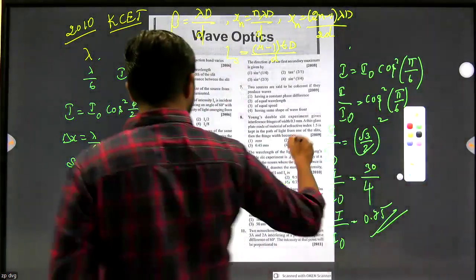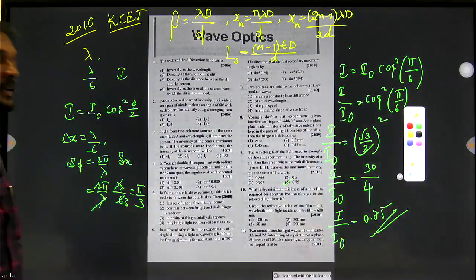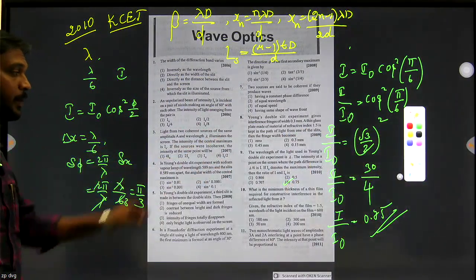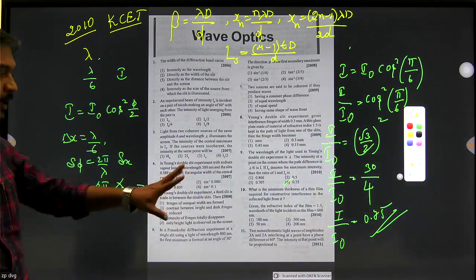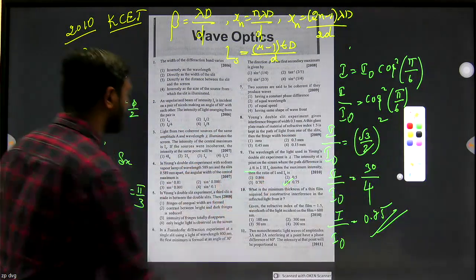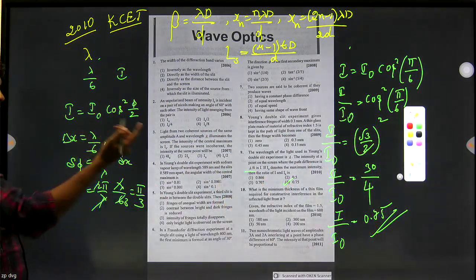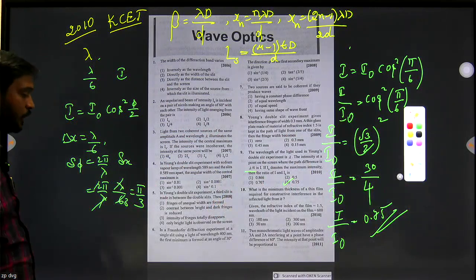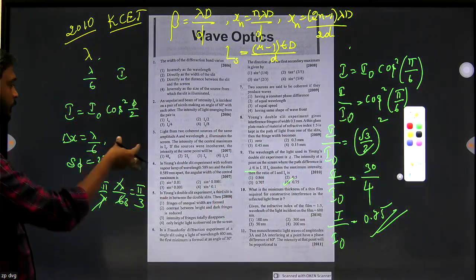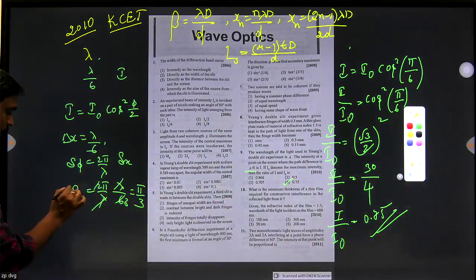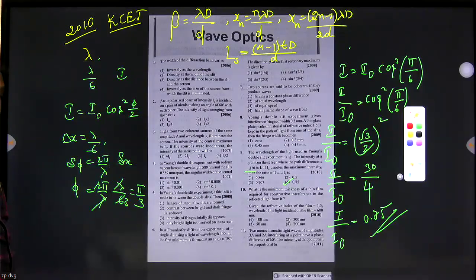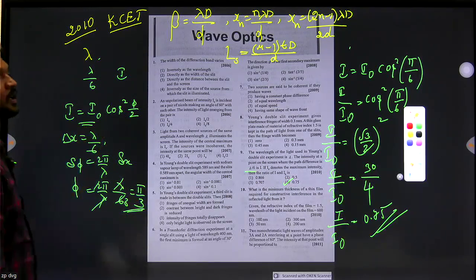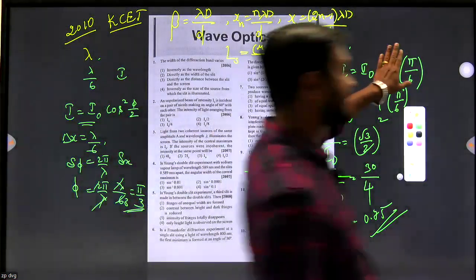Question number 9. The wavelength of light used in Young's double slit experiment is lambda. The intensity at a point on the screen where the path difference is lambda by 6. By using the path difference, we can calculate the phase difference. Already we know that phase difference delta phi equals 2 pi by lambda into delta x. Substituting the value, we get phase difference pi by 3. Substitute this value in the equation I equals I naught cos square pi by 6.